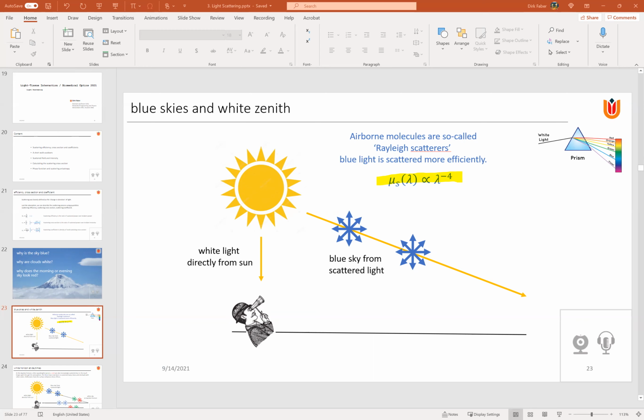So what was the next question? So why are clouds white? Clouds you can look at without any tools. So why are clouds white?